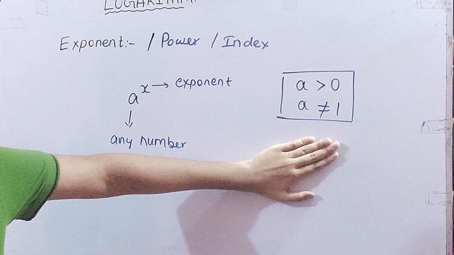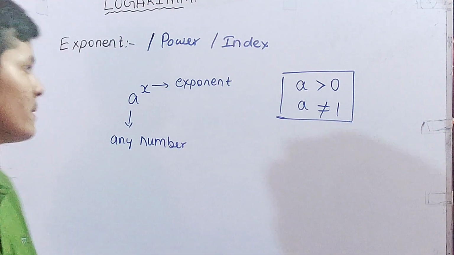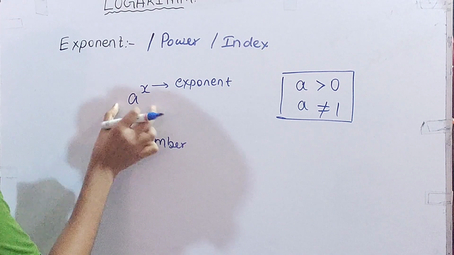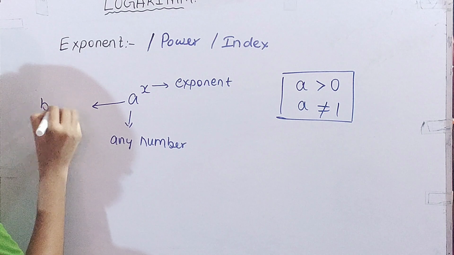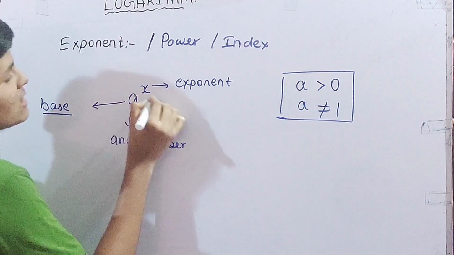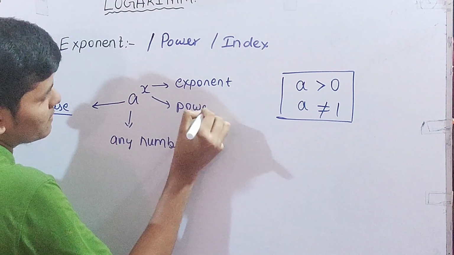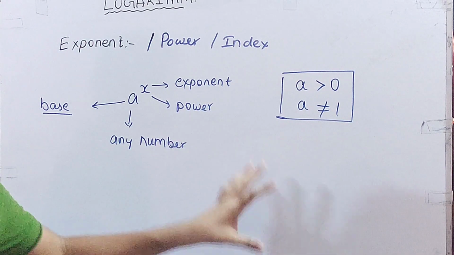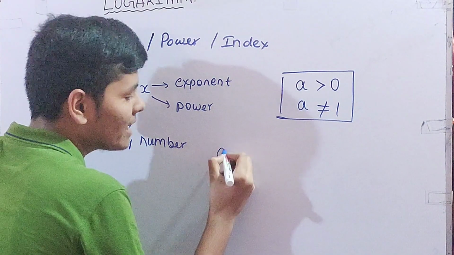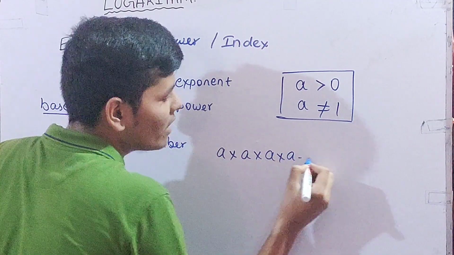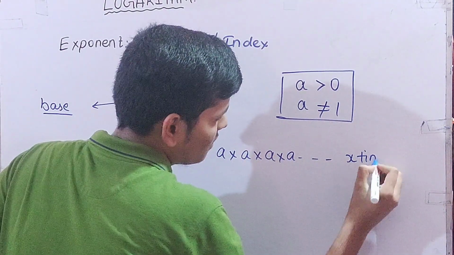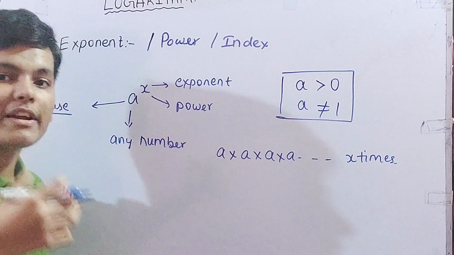Now, why are these conditions? We will be learning them when we learn about logarithm. Now, this is the main format of representing an exponent. This a is actually called the base, and this x is called the power or the exponent. Now, what does this represent? It represents multiplying a with itself x amount of times. A into a up to x times. This is the meaning of an exponent.